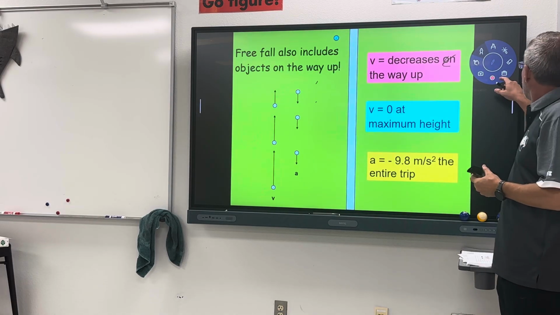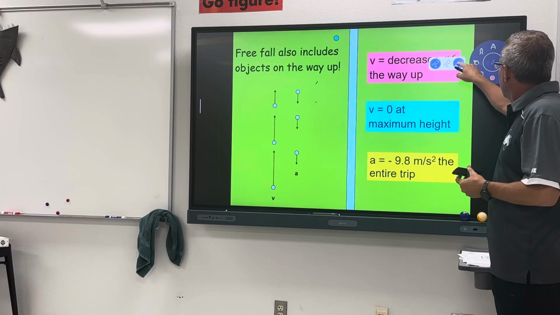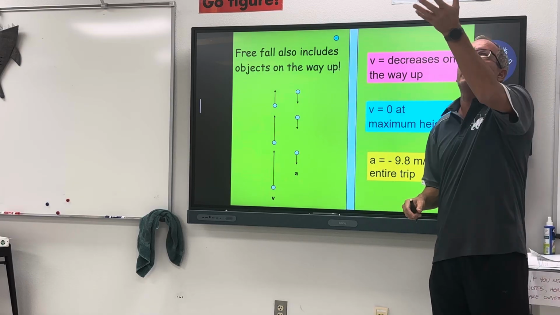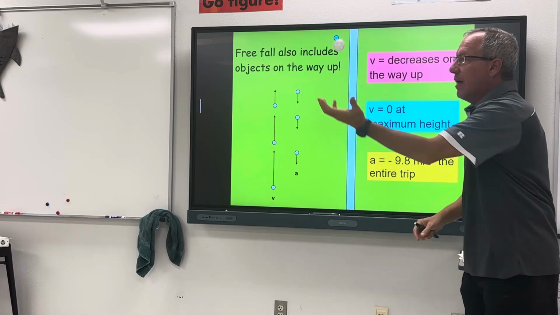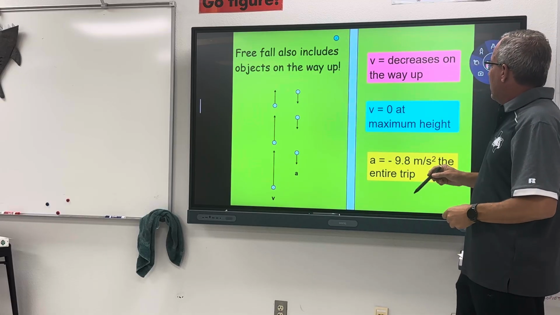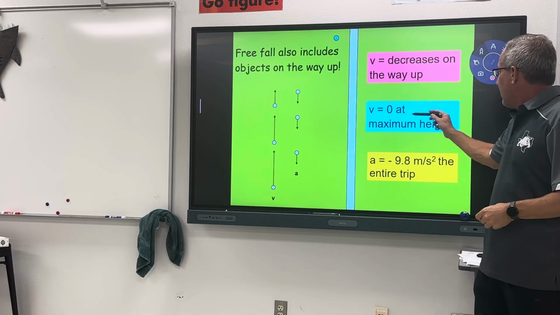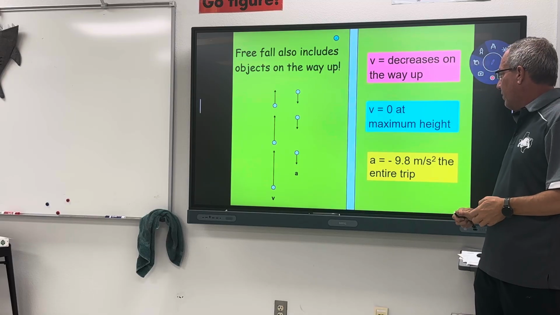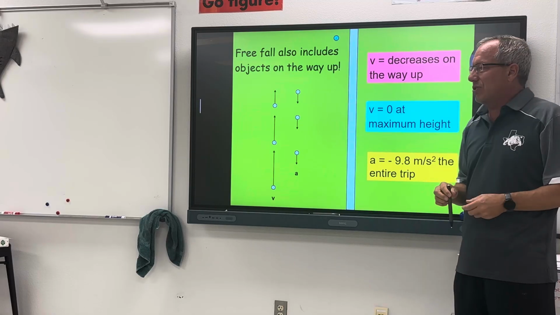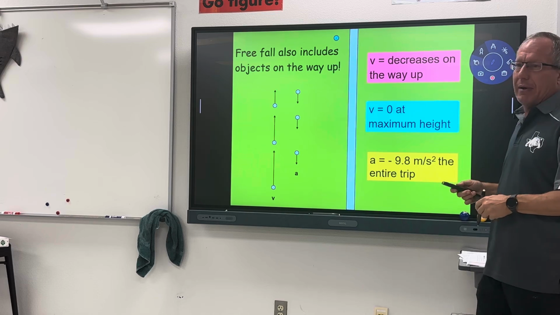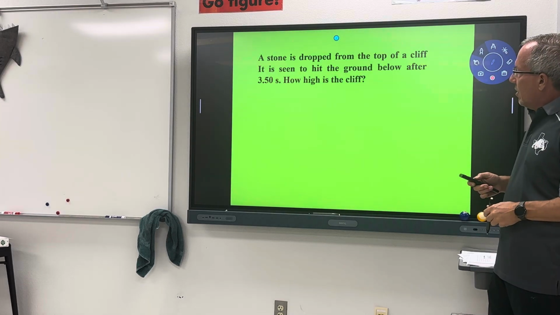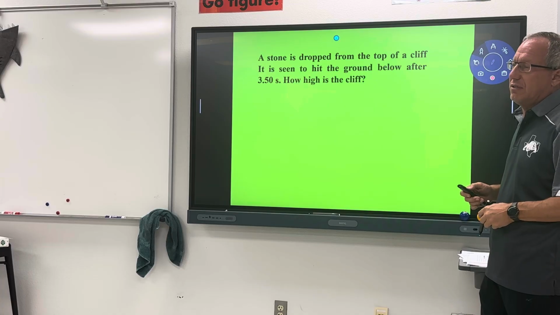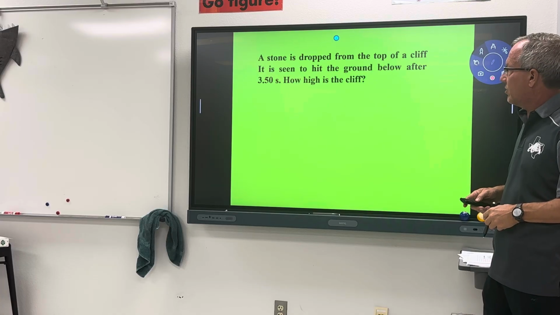All right. Now, this obviously includes objects on the way up, also objects on the way down. Velocity decreases on the way up, velocity is 0 at a maximum height, acceleration is still negative 9.8 meters per second squared the entire trip. So again, just a reiteration of some of the buried givens. All right, so that's it on the premise of free fall. All this is an extension of kinematics.